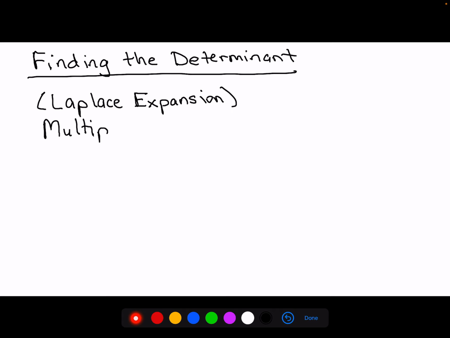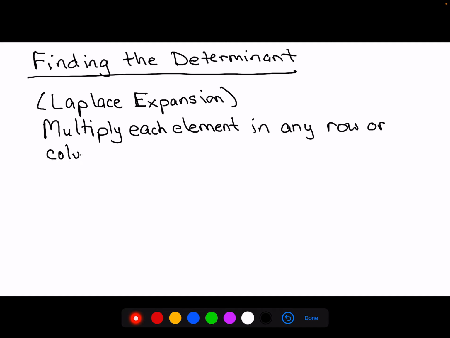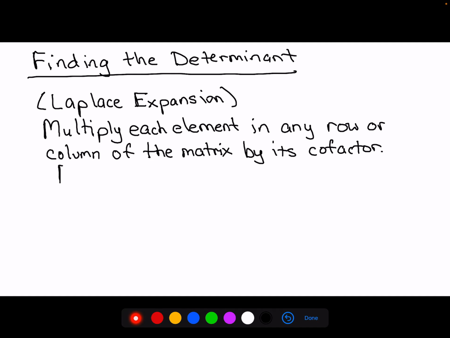Multiply each element in any row or column of the matrix by its cofactor. Find the sum of these products.